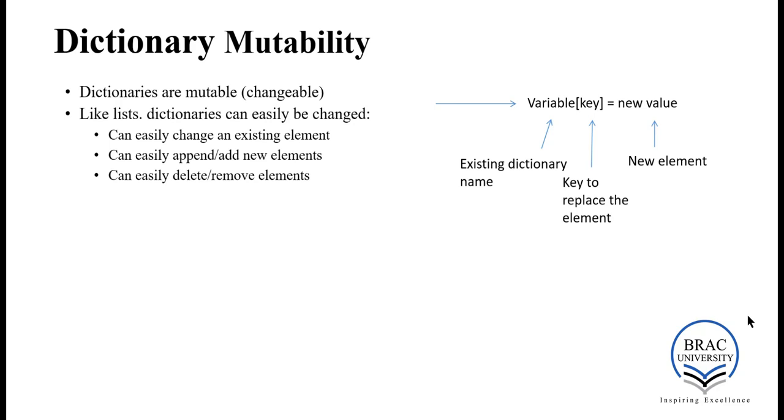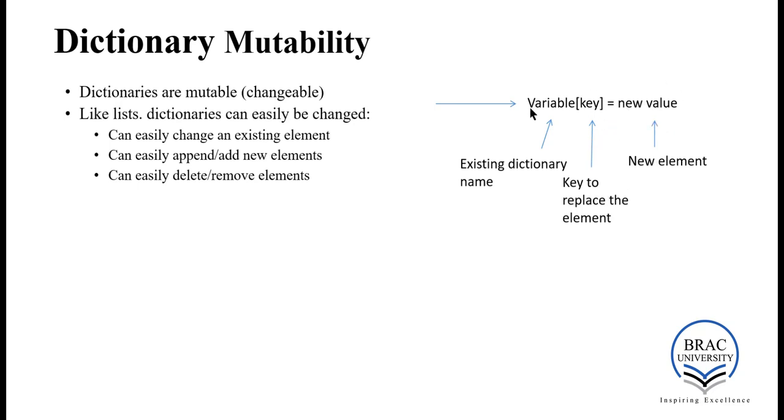I have already shown you how we can change a value of a dictionary. Here you can see the variable, the existing dictionary name, and the existing key. That means the key cannot be changed, but the key has a previous value, right? Whenever I declare a dictionary, I give a pair of key and value, so the key already has a value. I can replace the value of the key by just assigning a new value.